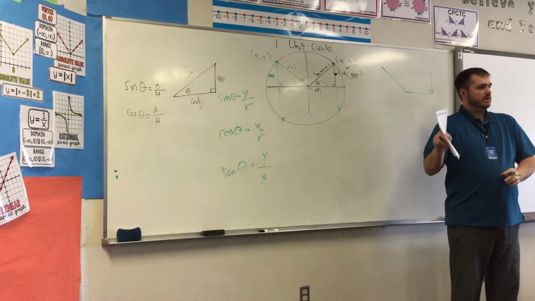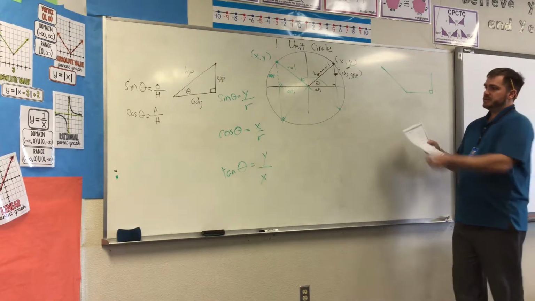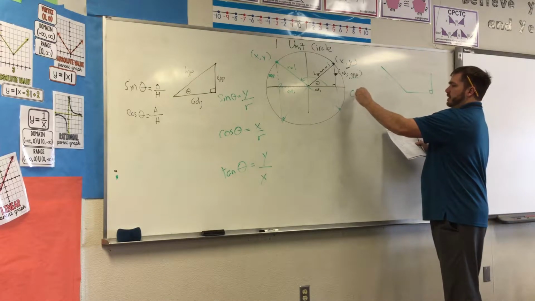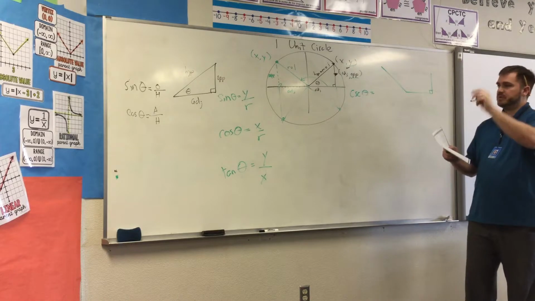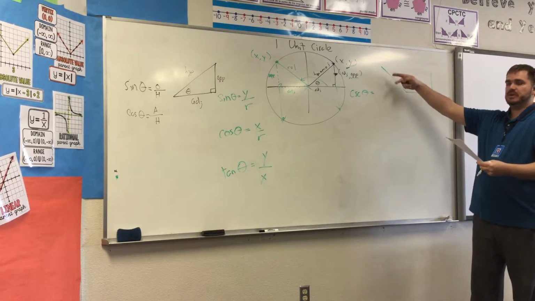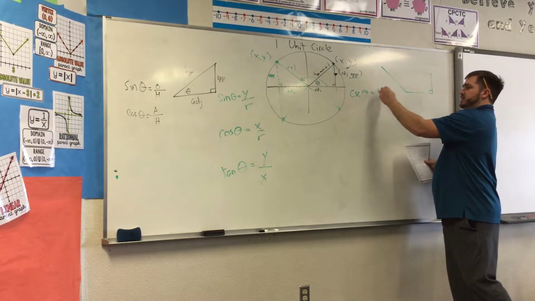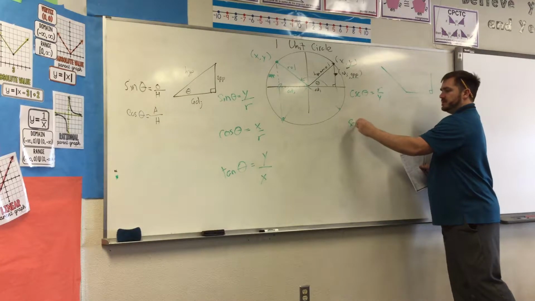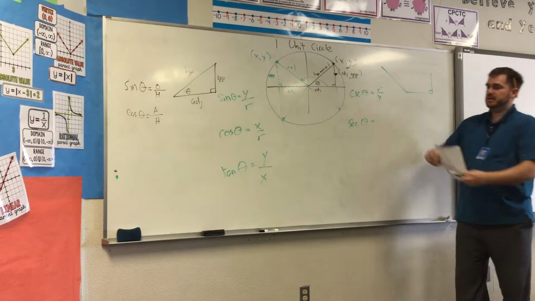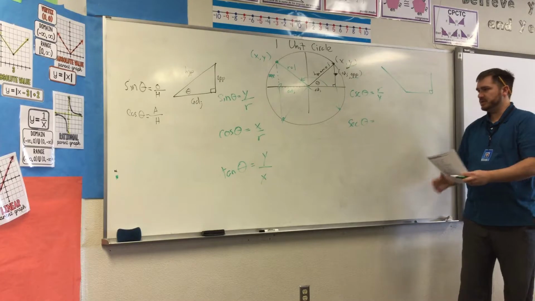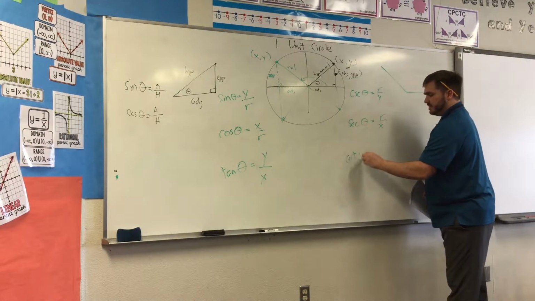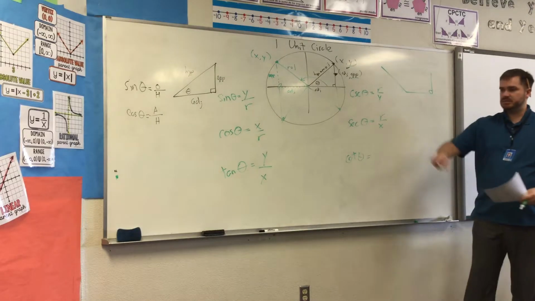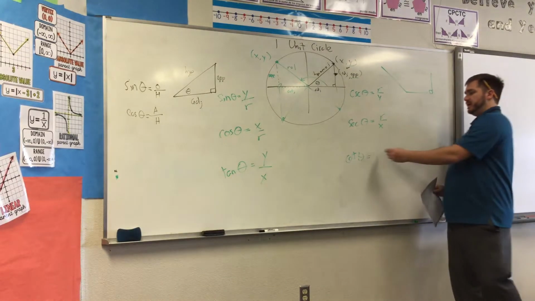They're already written there on that chart, right? Just for completeness sake, I'll write them. Cosecant, as you know from above, is the reciprocal of sine. It's just you flip it. So cosecant is r over y. Secant is the reciprocal of cosine, so that's r over x. And cotangent is the reciprocal of tangent, that's x over y.